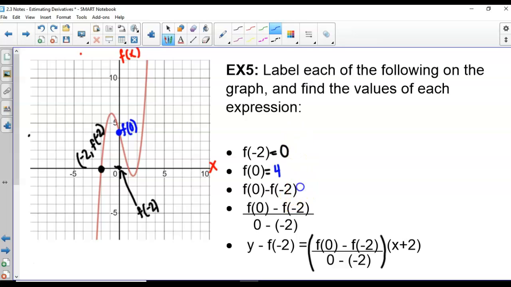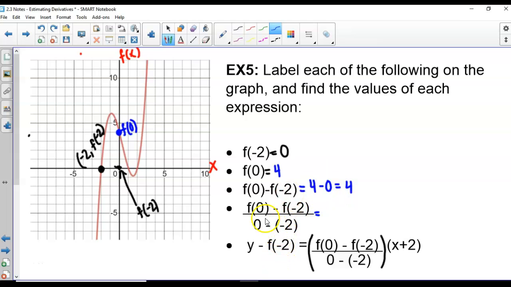So, algebraically, it's pretty easy to do the next part, f of 0 minus f of negative 2. So f of 0 we found is 4, and f of negative 2 is 0, so we just get 4 for that. What does that look like labeled on the graph? We'll skip that part. We'll come back to it.